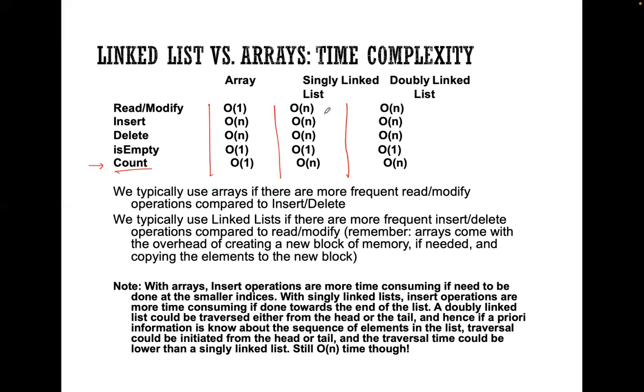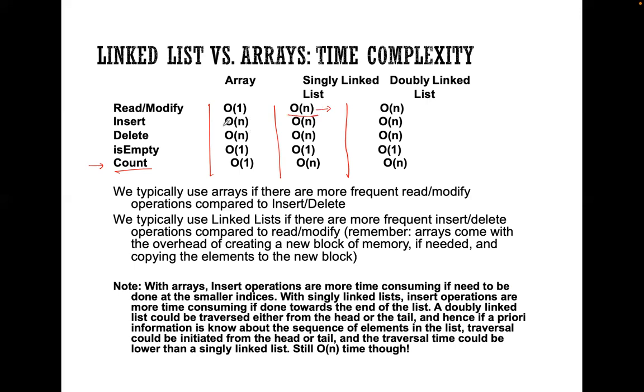But in a singly linked list, we have to start from the head pointer, then we have to traverse the list, and in the worst case we may have to traverse the whole list. If we want to read or modify the last item in the linked list, we have to traverse the whole list. So in the worst case, the runtime will be order of n.